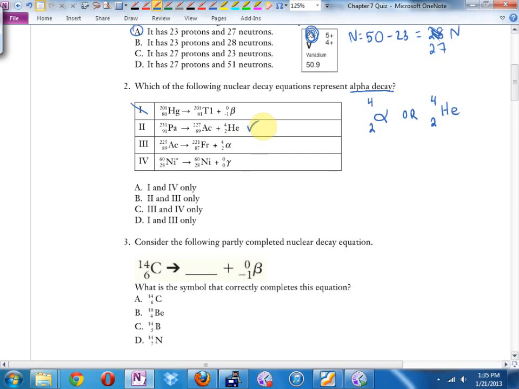What about the third one? Also alpha decay. What about the fourth one? Gamma. What's this little star right there? What does that mean?